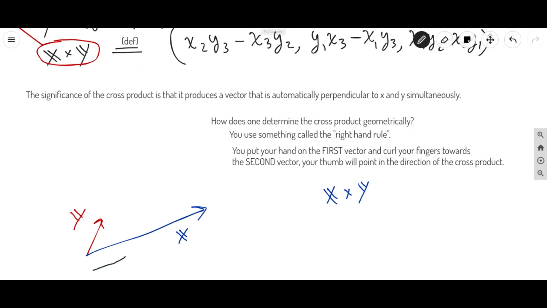You're going to position your right hand. I'm going to try to draw a picture of a right hand. This is your right hand, this is your thumb. You put your right hand on this vector, and then you curl your fingers to y. If you do that, you will notice that your thumb is pointing up, in that direction. So that means when you take the cross product between x and y, the cross product is going to be pointing in that direction.